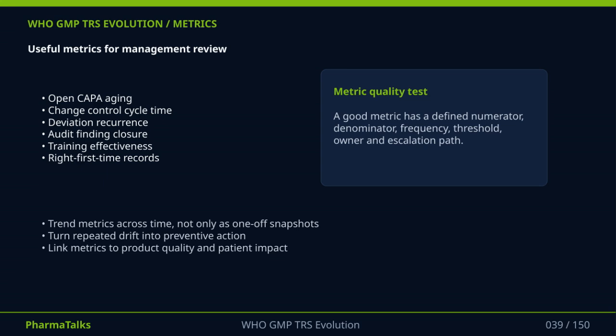When evaluating these metrics, it's important they meet certain quality criteria. A good metric should have a clearly defined numerator and denominator, specify how often it is measured, set a threshold for action, designate an owner responsible for the metric, and have an established escalation path if targets aren't met. Furthermore, metrics should be trended over time rather than just looked at as one-off data points. This helps identify patterns of repeated drift so that we can shift from reactive to preventive actions. Finally, all metrics should be directly linked to product quality and patient impact, ensuring that management decisions are focused on maintaining high standards and safeguarding patient safety.